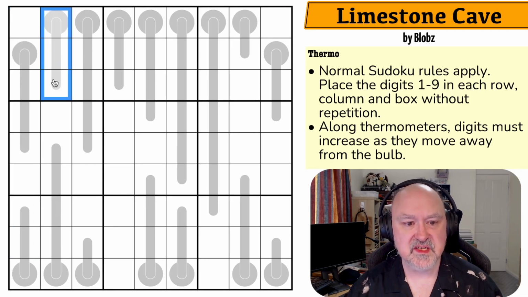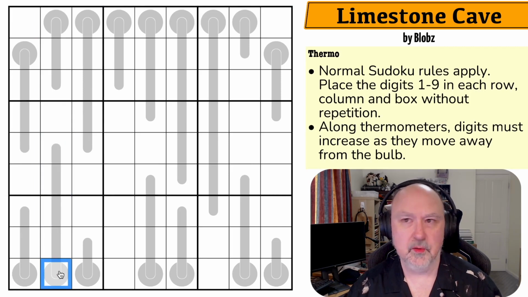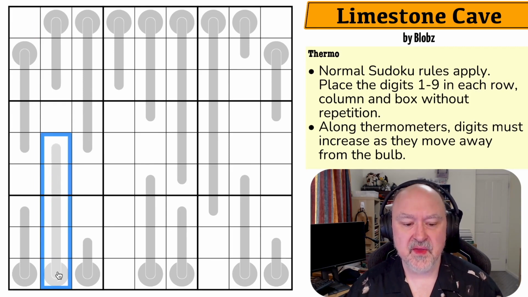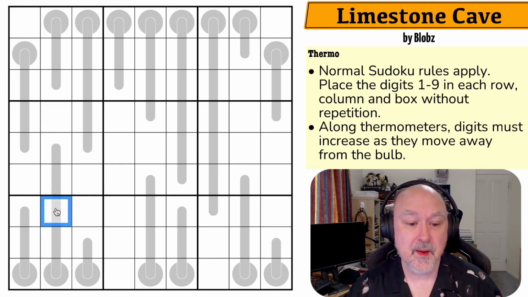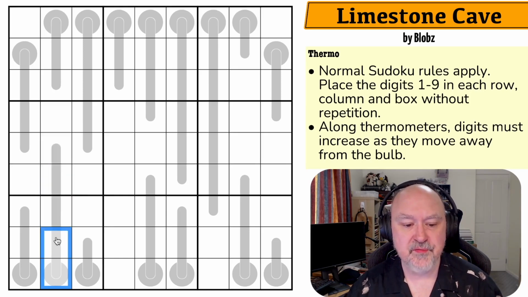Then we've got these thermos. Now, these shapes are kind of a bit like a thermo with a bulb at the end where the mercury, or whatever the liquid that replaced mercury is, is put into a thermo. And as the thermo heats up, basically along a thermometer, the numbers go up as you go along a thermo. So as we move along these thermometers, the digits must increase as you go along. So what that means is as you move away from the bulb, the digits go up along a thermo.